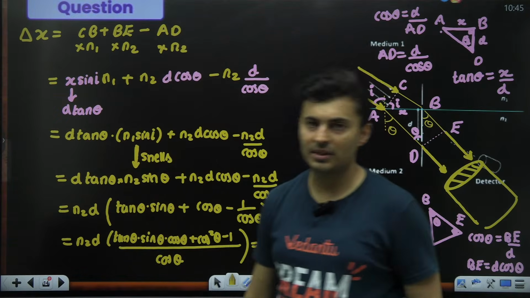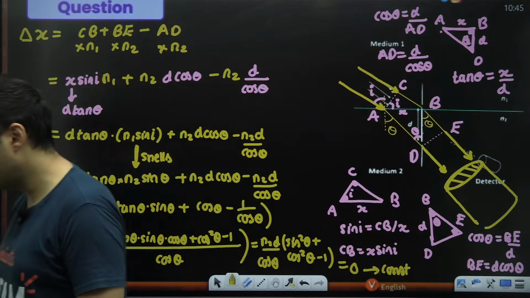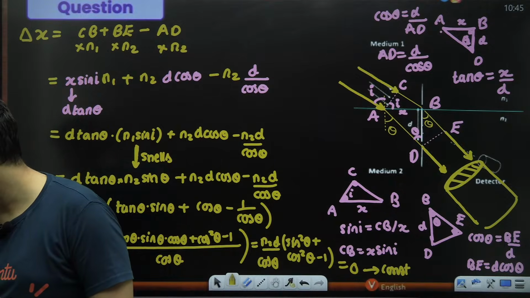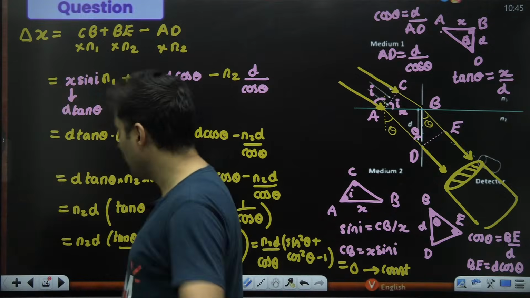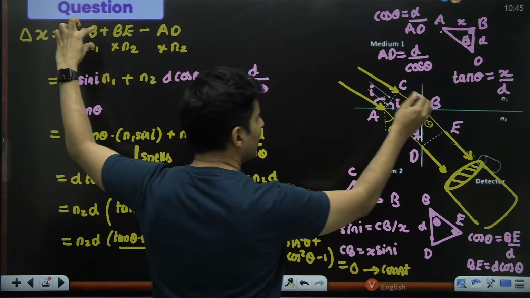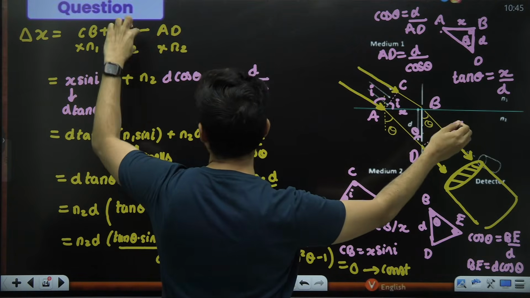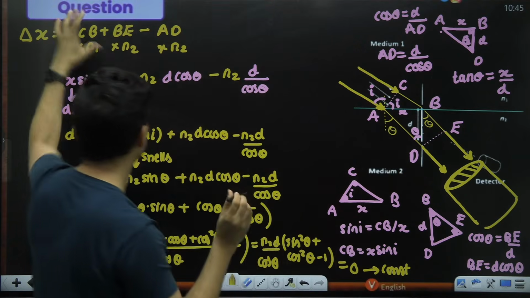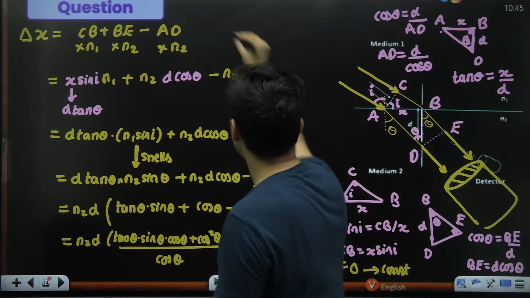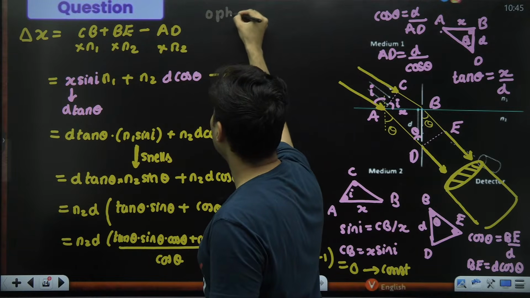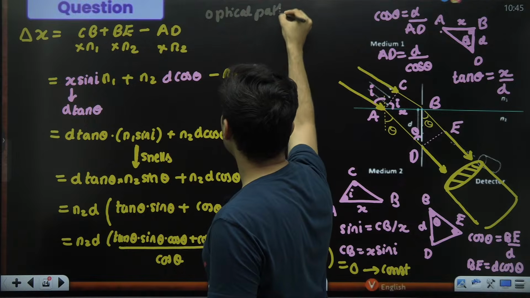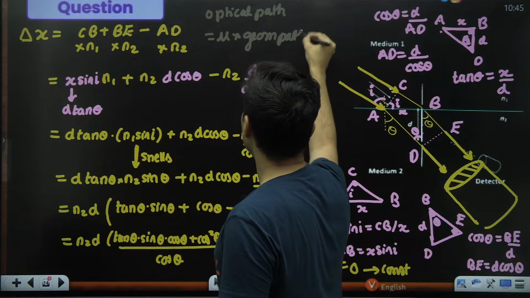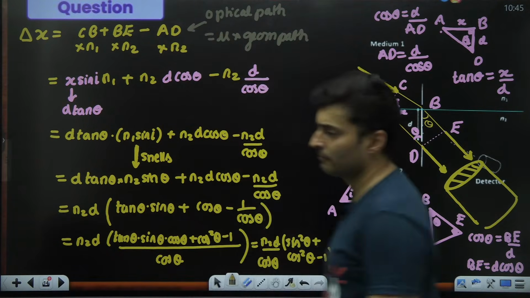So this is the logic for this particular question. Beautiful. Okay, clear. So the concept of optical path had to be used very, very carefully. If you mix up, CB was in medium 1, B was in medium 2, A to D was in medium 2 again, then you will get a completely wrong answer. So here we have used the concept of optical path, which is mu times your geometrical path. That is what we have done over here.